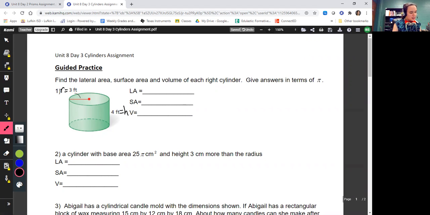And our formula for lateral area of a cylinder is 2πrh. So 2 times pi times our radius, which is 3, times our height, which is 4. And 2 times 3 times 4 is 24. So we've got 24 pi feet squared.